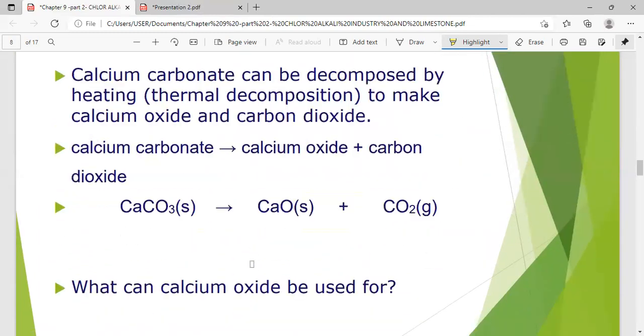Now, calcium carbonate can be decomposed. This equation we came across a few times in chapter 8 and also the first part of chapter 9. Who can tell me where we came across this equation before? Good, that's during the extraction of iron from iron ore. During the extraction of iron from iron ore, calcium carbonate is used.